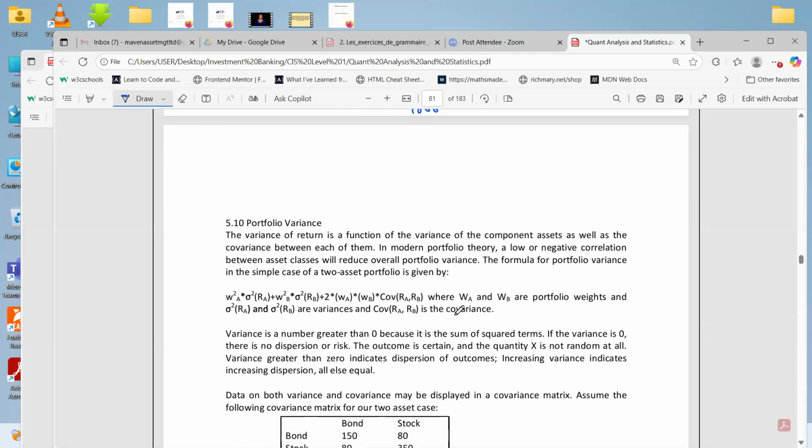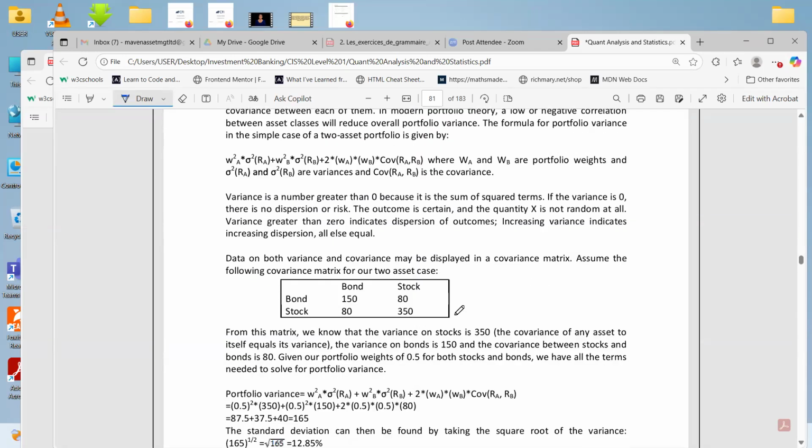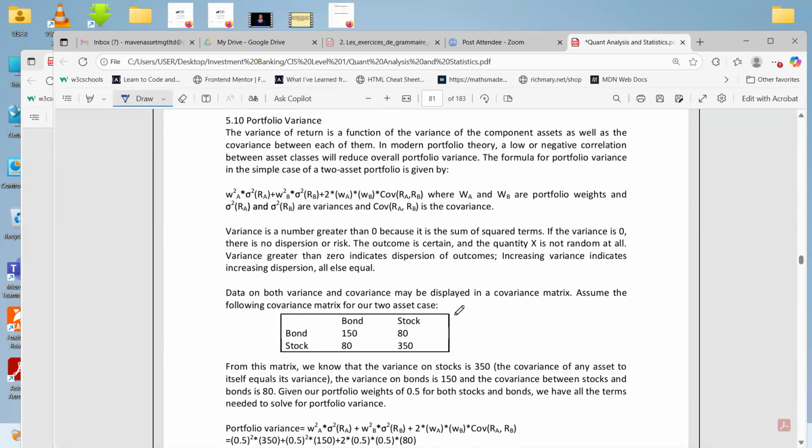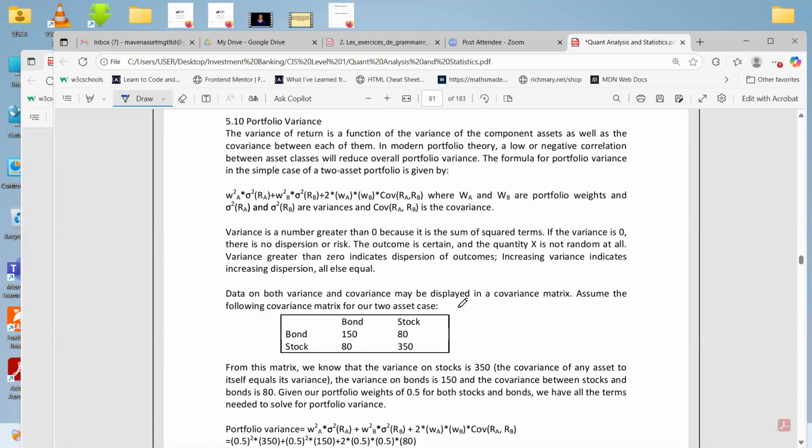Portfolio variance. I think it's getting late. I'm thinking we should call it a day now and continue next week. Or what do you think? Let me hear from you guys. Please, let's call it a day. We've not had any break since we started in the morning. Wow, it's all right. So let's call it a day.